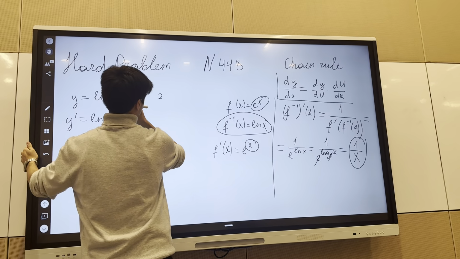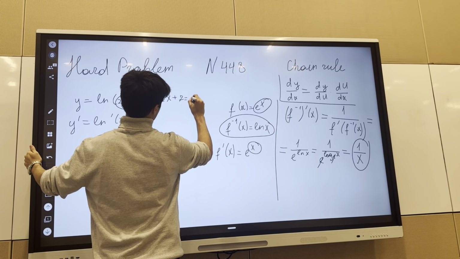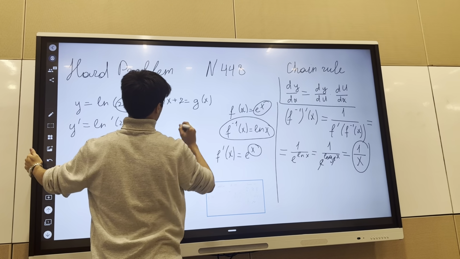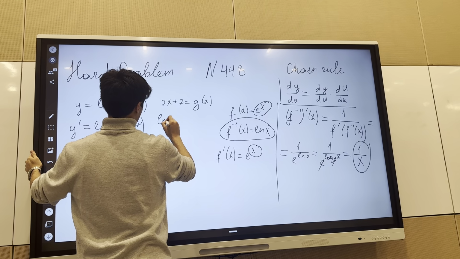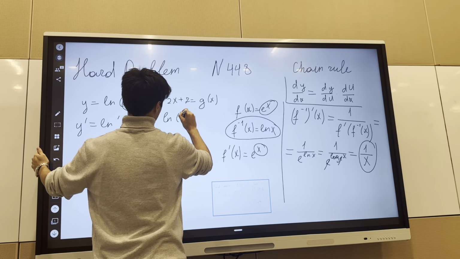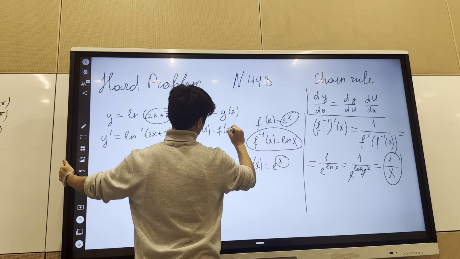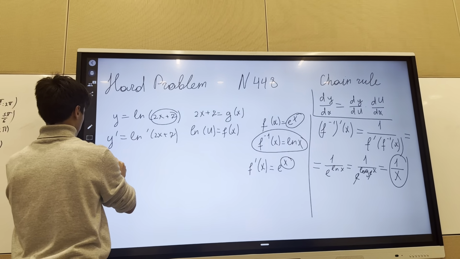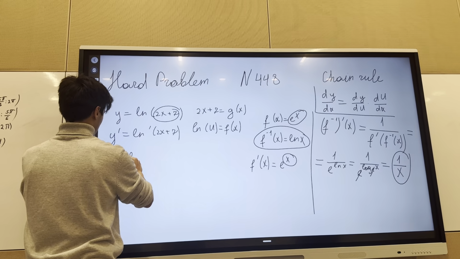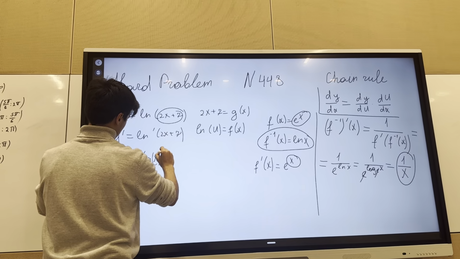And take this other function, 2x + 7, equal to g(x) function, and our ln function is f(x) function. This will be like that. We must find the derivative of the f(x) function.